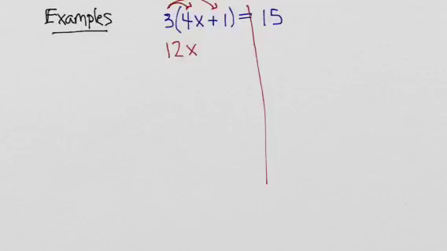Now the second one, don't forget to also multiply. You don't just copy down the plus 1. We also have to take 3 times 1, which is 3. So again, we multiplied twice with that 3.